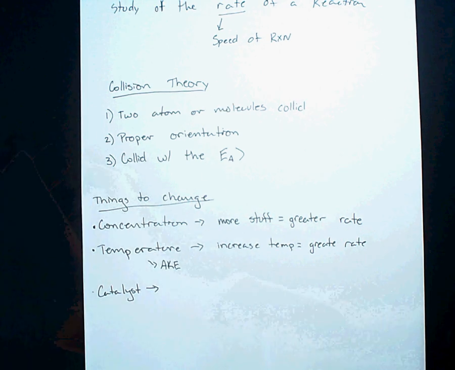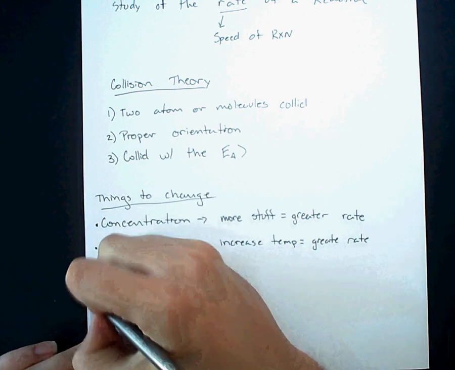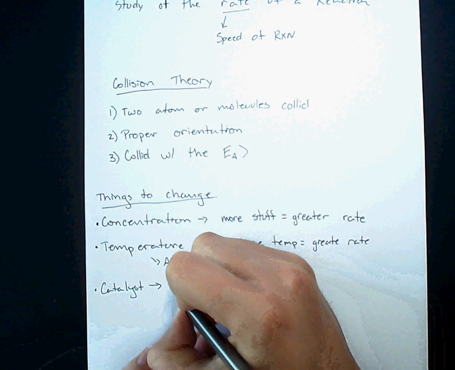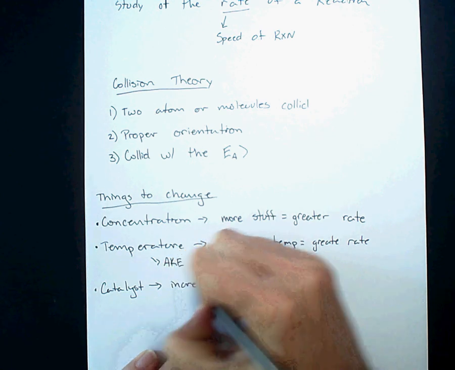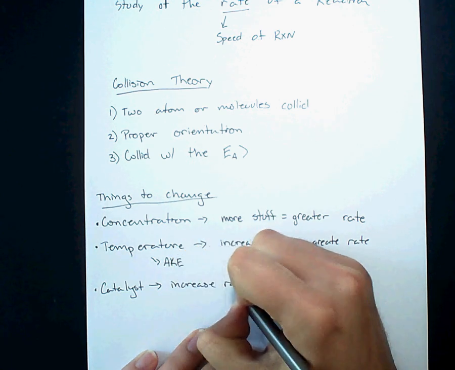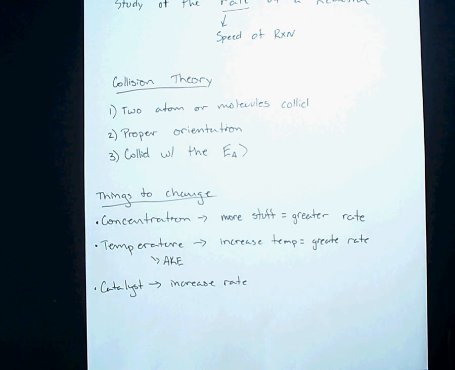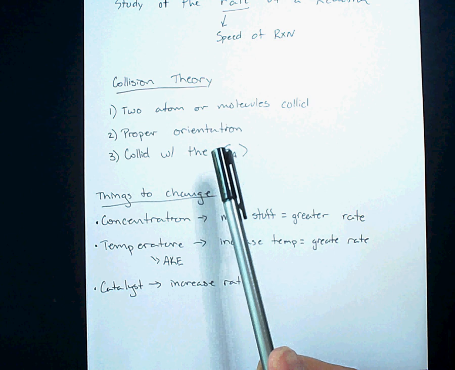So adding the catalyst, it will increase the rate. I mean, that's the whole point of a catalyst. A catalyst increases rate. That's their job. So if we add a catalyst, we increase the rate. Now, most of the time, what the catalyst does is it changes the orientation.